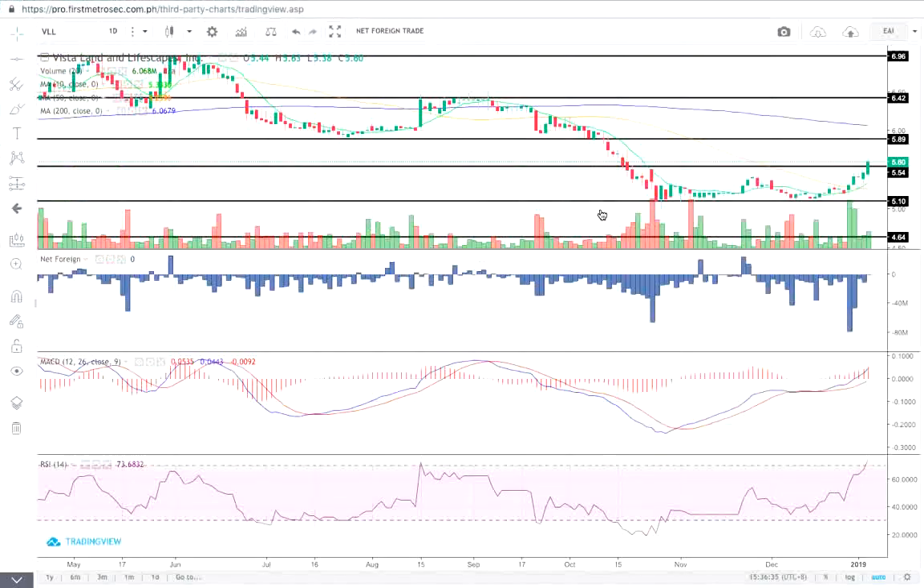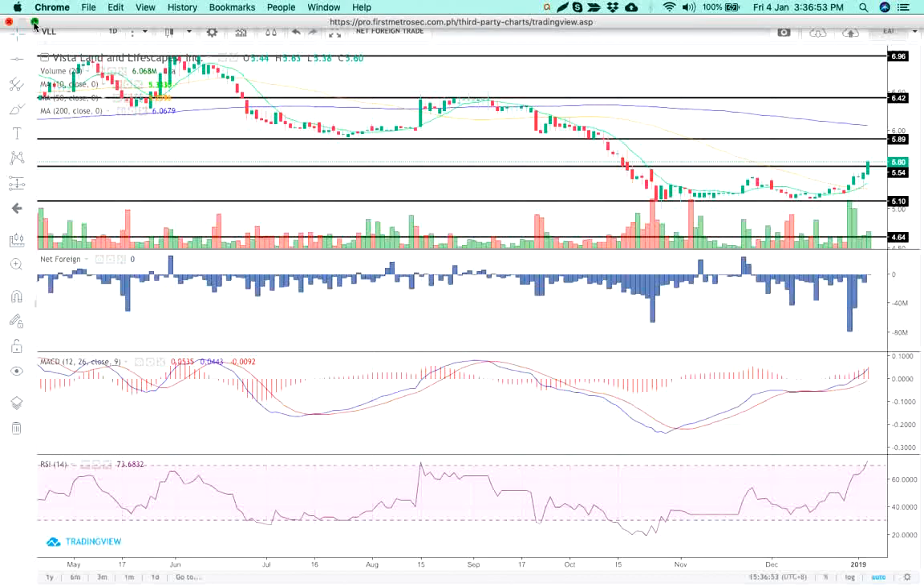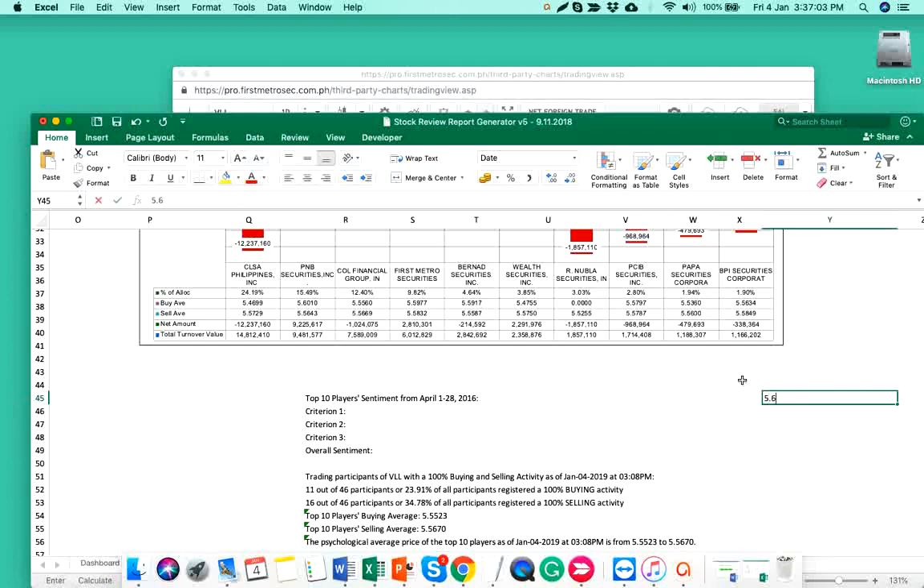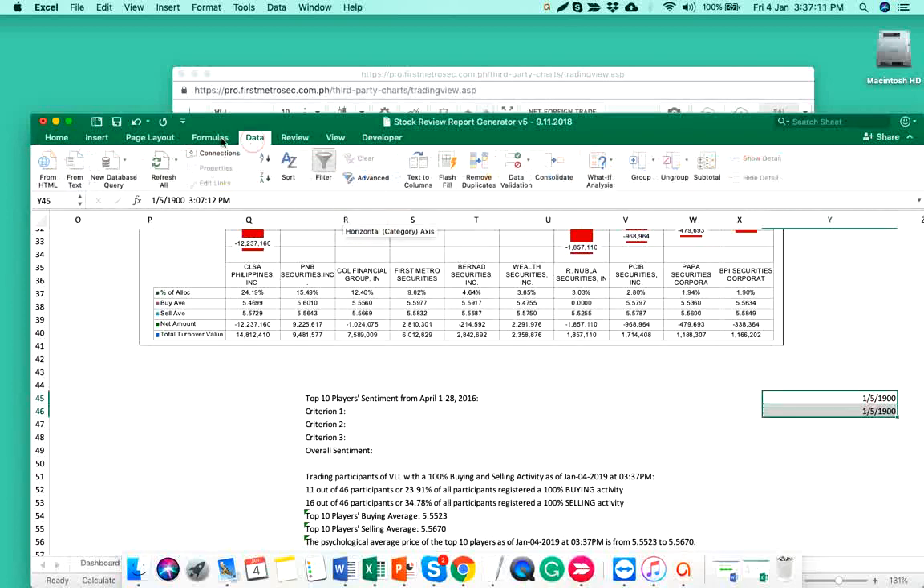So let's maximize this window so we can check it out properly. The intraday high of VLL is at 5.63, while its intraday low is at 5.38. So let's get the mean of those two numbers. So 5.63, then 5.38.